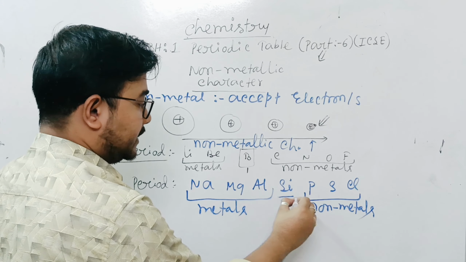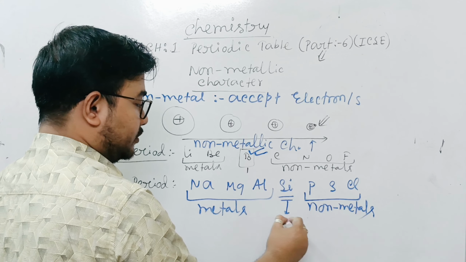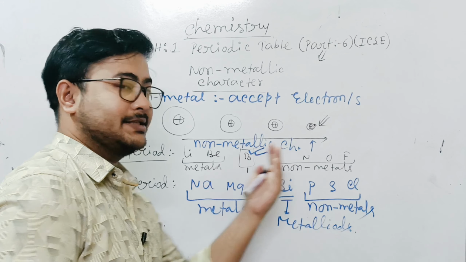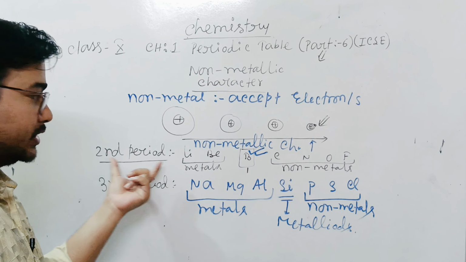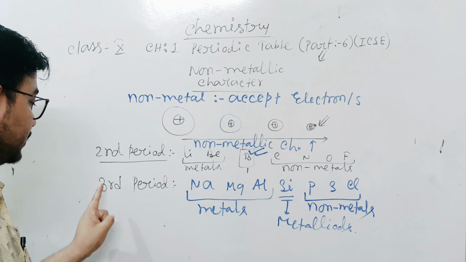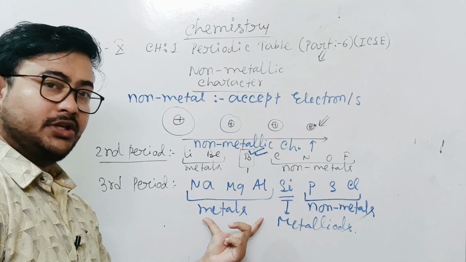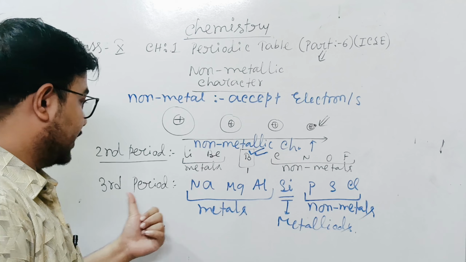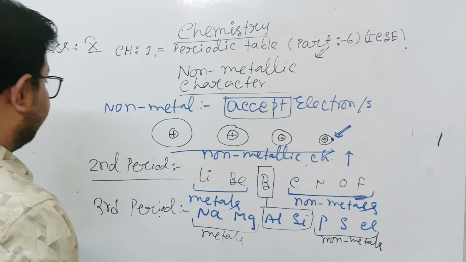So tell me about silicon. Silicon has both characters like boron, so it is also a metalloid. Done. Left-hand side metals, right-hand side non-metals, and intermediate are metalloids. So keep in mind, in the second period 2 metals, in the third period 3 metals. And memorize the example: in the second period boron is a metalloid, in the third period silicon is a metalloid. Okay, now go to the next topic.